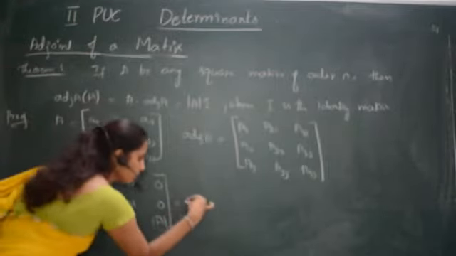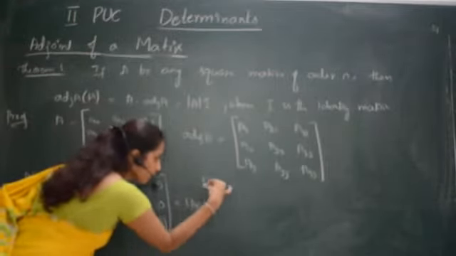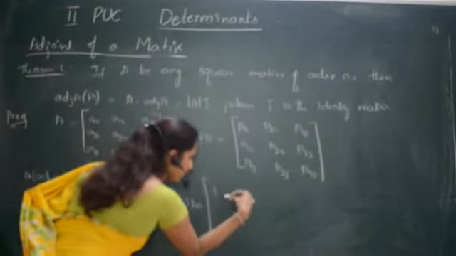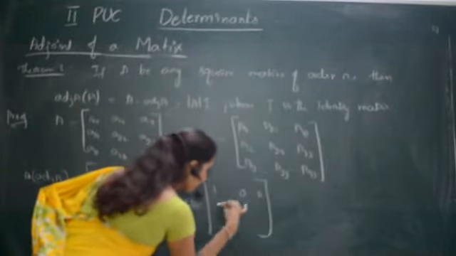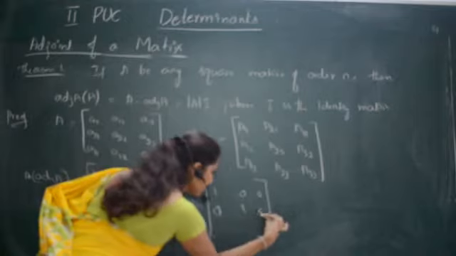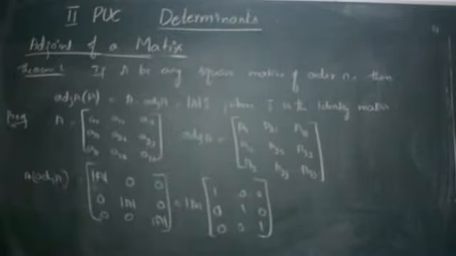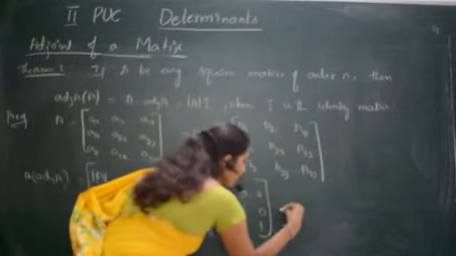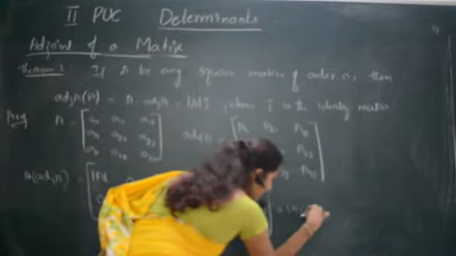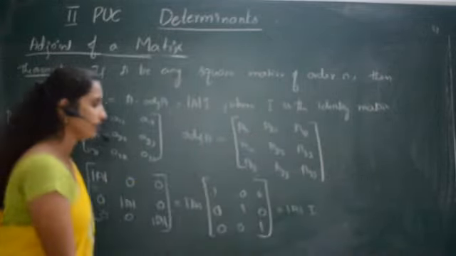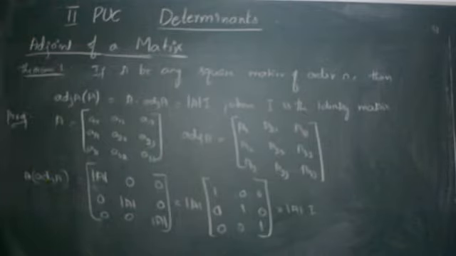So this will be equal to determinant of A into the identity matrix. Therefore this is equal to determinant of A into I. So when you calculate adjoint A into A, you can find out what adjoint A into A is also.